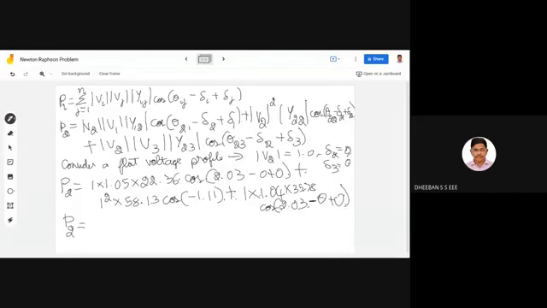If you want to refer to the entire problem, go to your presentation section. In the presentation section, I have posted the unit 2 notes and unit 2 PPT. In the unit 2 PPT, you can come down to the end of the section and you can see the problem. You solve this and tell me the value of P2 alone, and after that we can wind up the class.